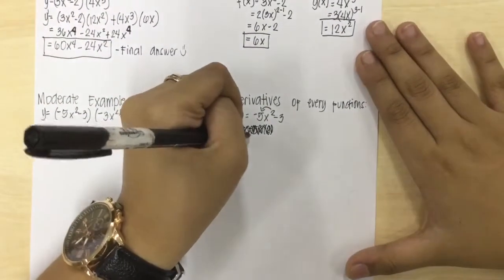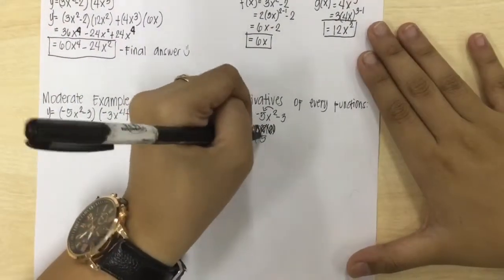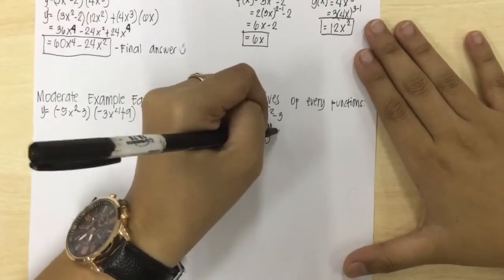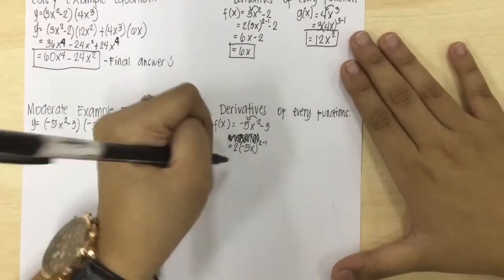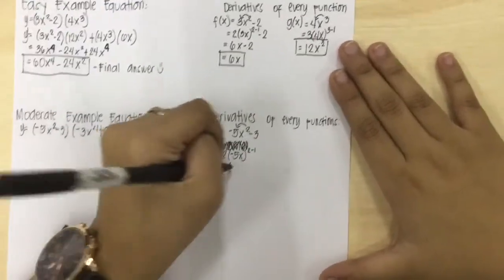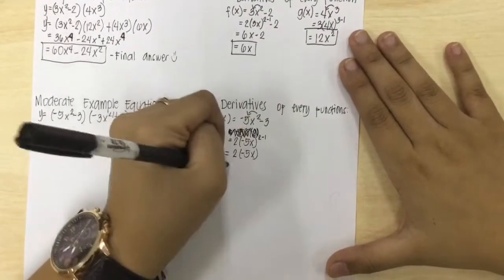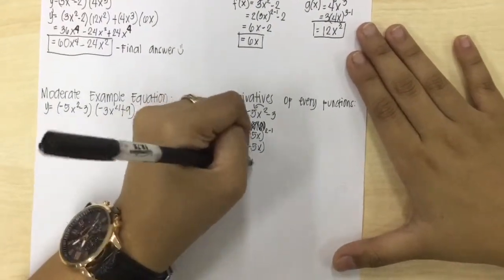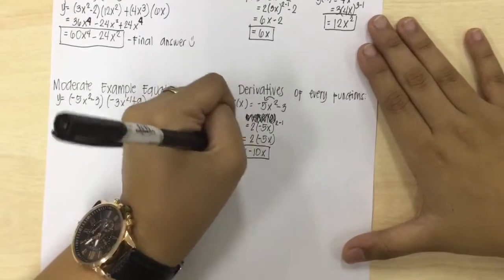f of x is equal to negative 5x squared minus 3. You have to bring down the exponent 2 and times it with negative 5x and minus the exponent 1, and the derivative of 3 is equal to 0, which gives you the answer of negative 10x.